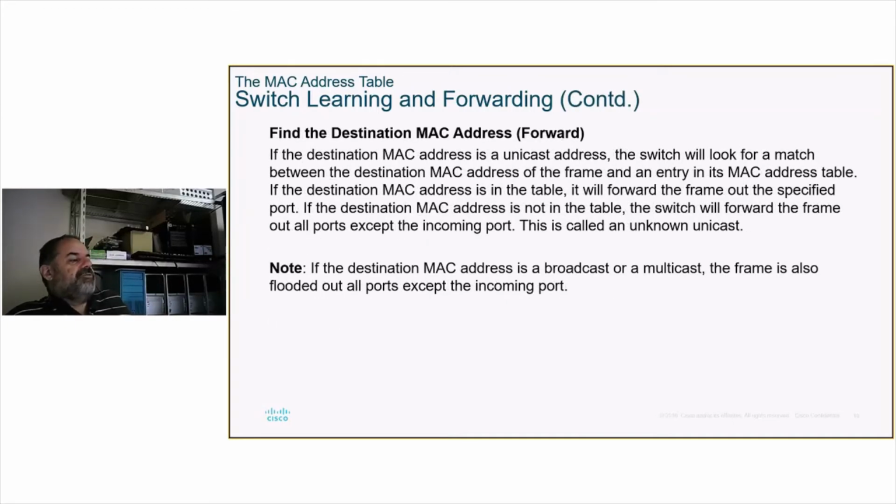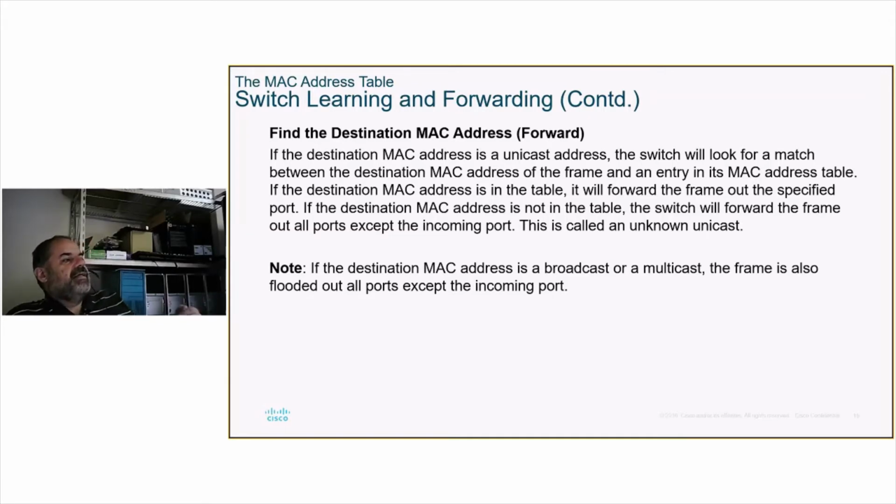Now, how do we find the destination MAC address? In other words, when we're forwarding. If the destination MAC address is a unicast address, the switch will look for a match in its table. If the destination MAC address is in the table, it will forward the frame out the specified port. If the destination MAC address is not in the table, the switch will forward the frame out all ports except for the one it arrived on. This is called an unknown unicast.